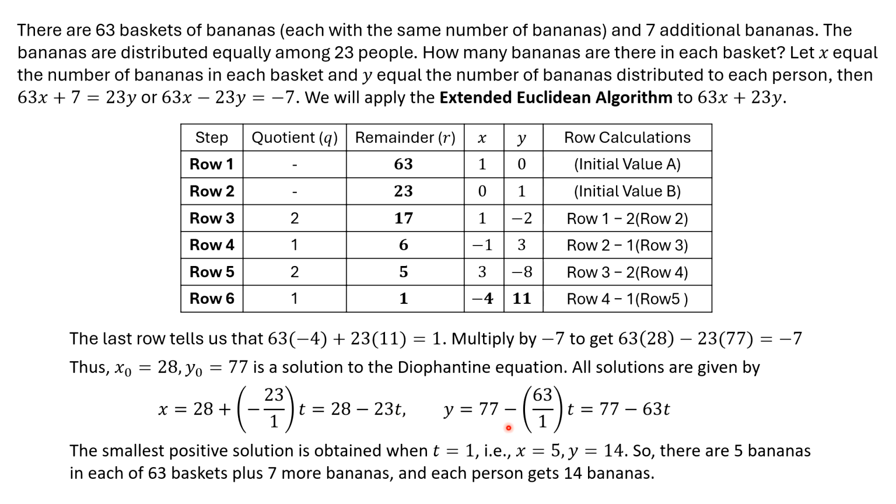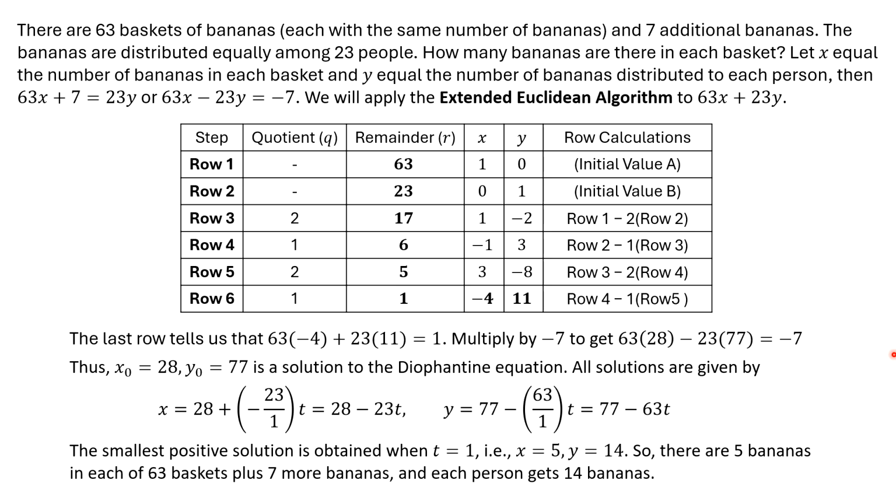Then we take the initial y, 77, minus, and then we have a, in other words, this term here, divided by the GCD, which is 1. And so we get 77 minus 63t. Okay, so if we put in t equals 0, we come back to this one here. If we put in t equals 1, then this gives us 5 and 14.